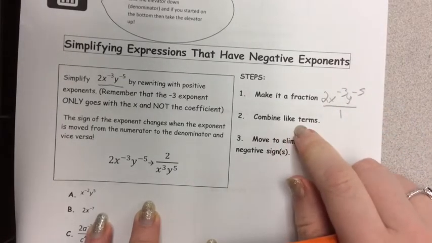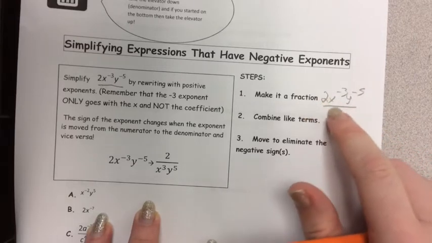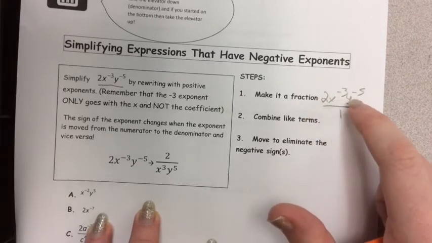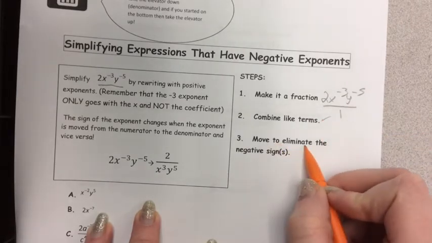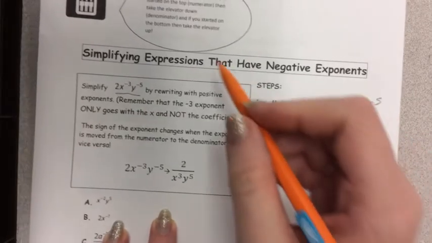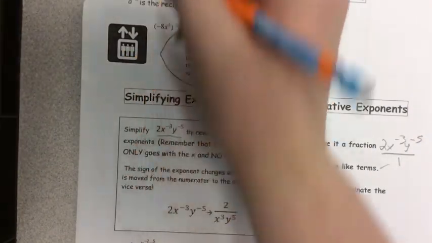Then it says combine like terms. There's nothing really to combine here. 2 over 1 is just 2. That wouldn't change anything. No other x's, no other y's, so that's good. Then we move to eliminate the negative signs. So basically what we're doing is we're using the elevator method, moving the negative to the other side of the fraction bar.